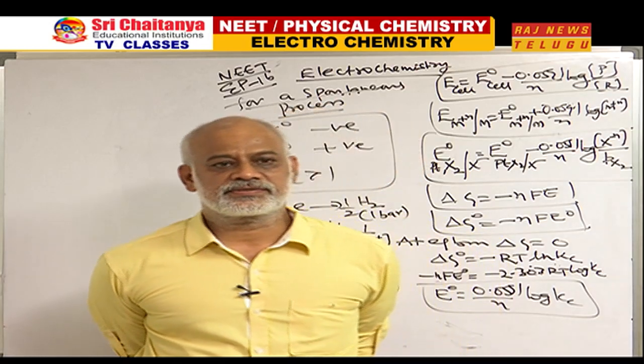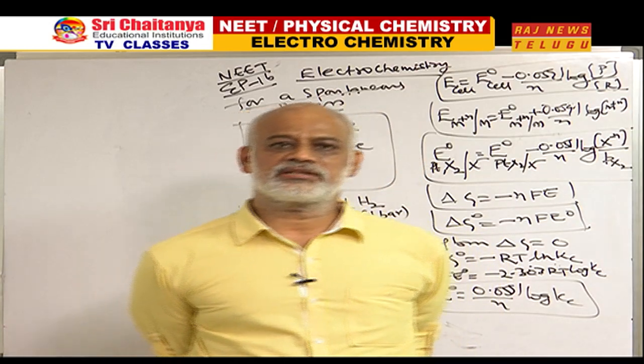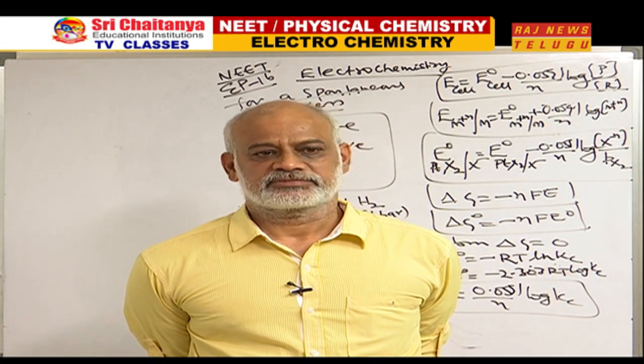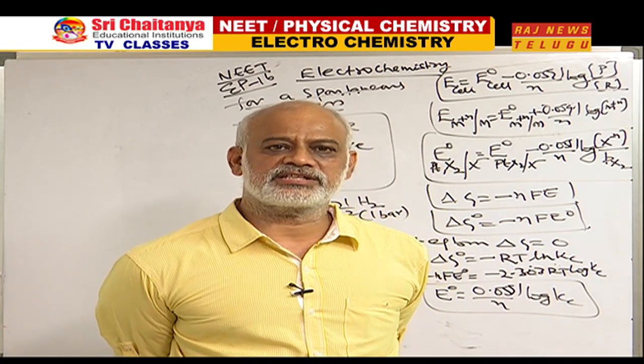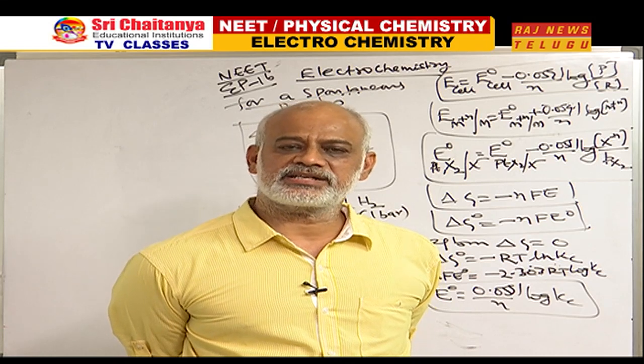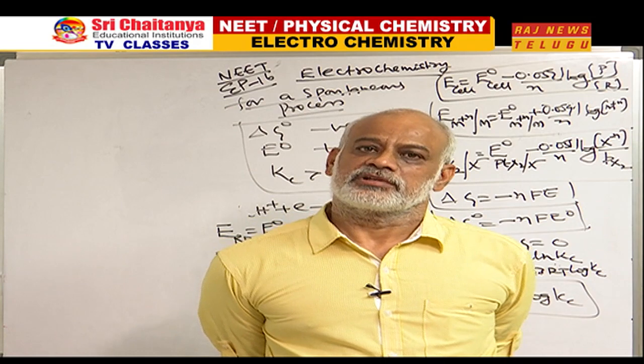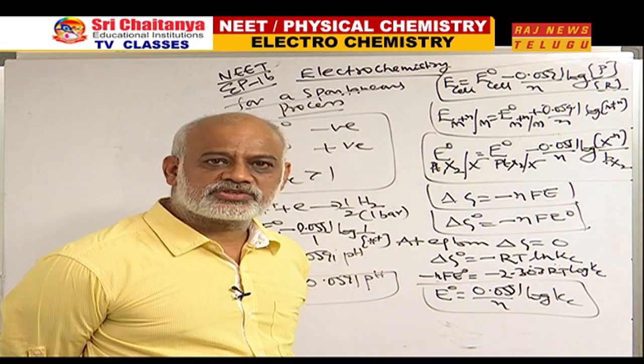Hi students, we are almost reaching the climax of the Nernst equation, completing the chapter. Other than this, we have only batteries and corrosion. Now, let us check where we stopped.